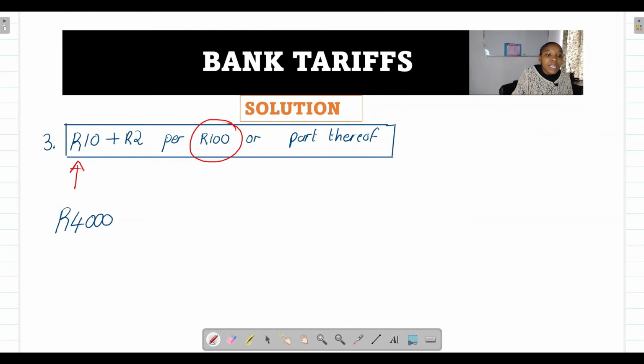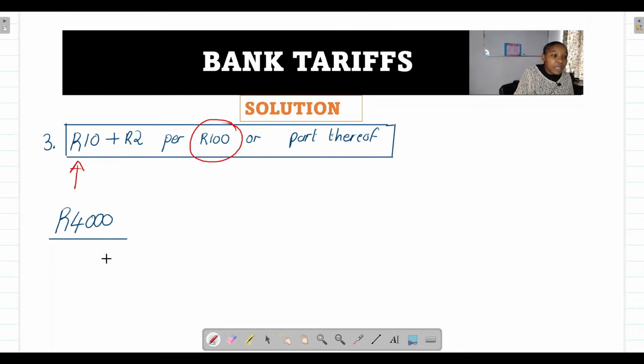We're going to divide it by how much? By 100 and not 1,000, because we want to determine how many 100 rands we have in 4,000. And once we are able to find how many 100 rands we have in 4,000, then we will be able to multiply the amount of 100 rands that we have in 4,000 by 2 to get how much we'll get paid for that, plus adding the 10 rand.